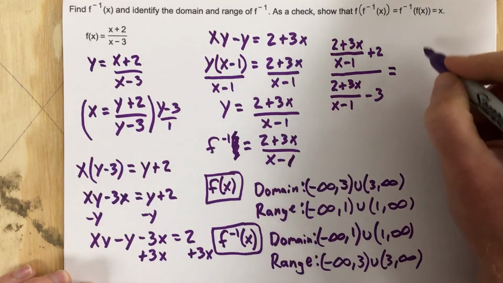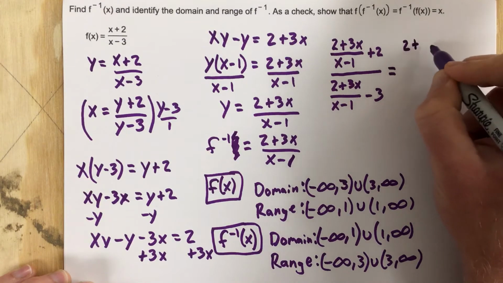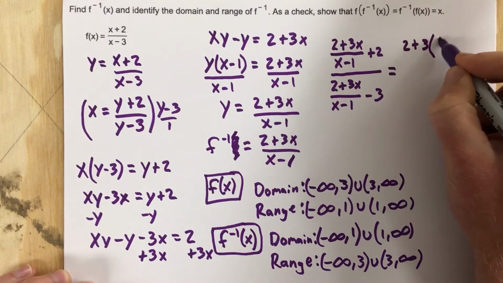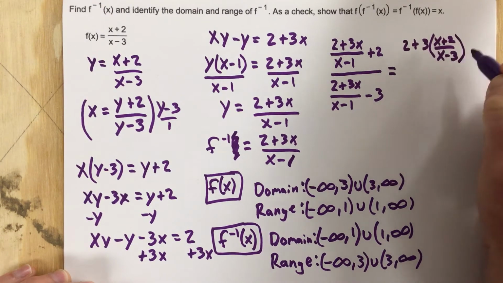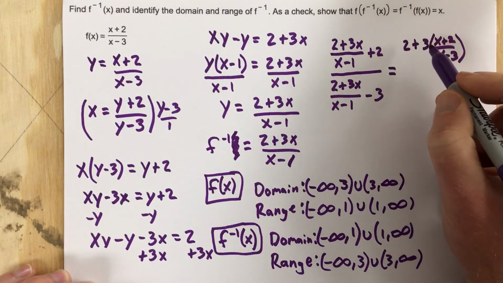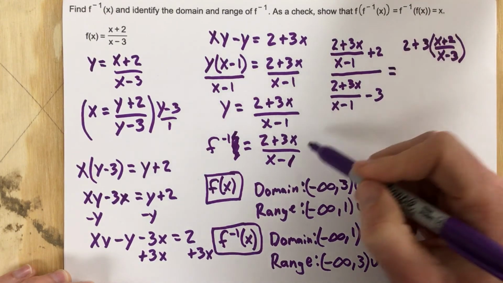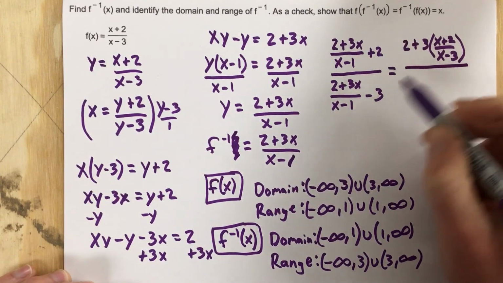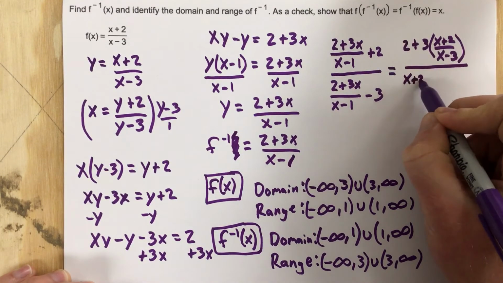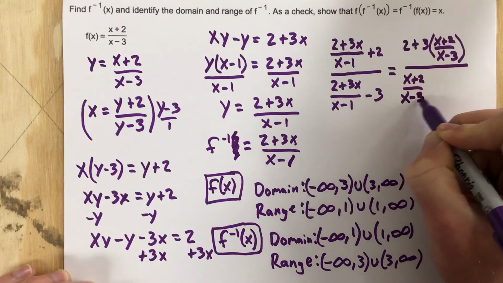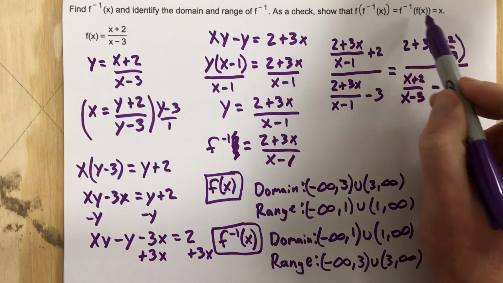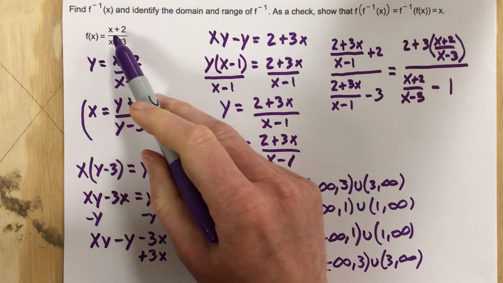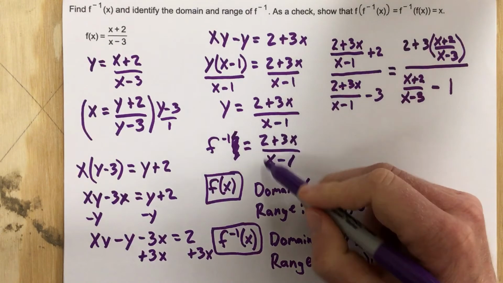So we're going to say 2 plus 3, and then we'll have x plus 2 over x minus 3. And that's going to be over x plus 2 over x minus 3, minus 1. So you can see that we plug the f function right here into the f inverse function here.